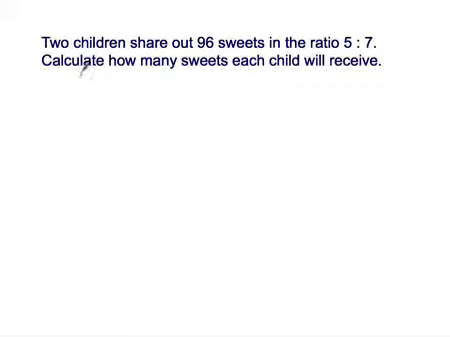Okay, so this is one type of ratio question. We've got two children share out 96 sweets in the ratio 5:7. So that's the ratio, and they're sharing out 96 sweets, so that's the total number of sweets that they've got between them. So in that situation, I need to work out how many parts there are in the ratio. So there's 5 here and there's 7 here.